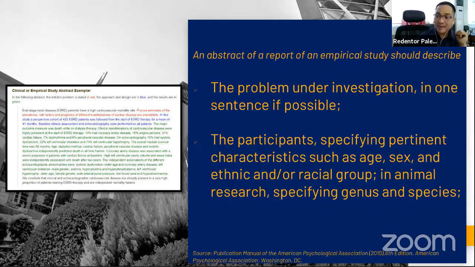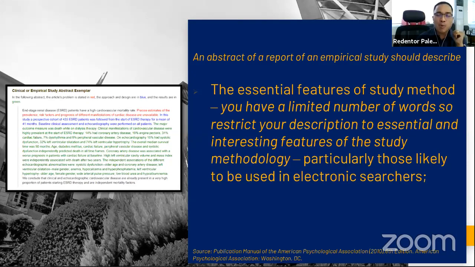Another thing that we need to include if our paper is an empirical study, take note of the essential features of the study, particularly those that readers would look for in the search engines. Just like here, when you mention end-stage renal disease, you have to be very particular about the accuracy of the term. When writing an acronym, the spelled-out term should be presented first, and then the acronym will follow.